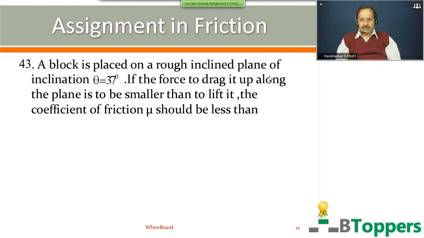A block is placed on a rough inclined plane of inclination theta equals 37 degrees. The force to drag it up along the plane is to be smaller than to lift it. The coefficient of friction mu should be less than... There are 4 options on the screen. Come on, try this question.